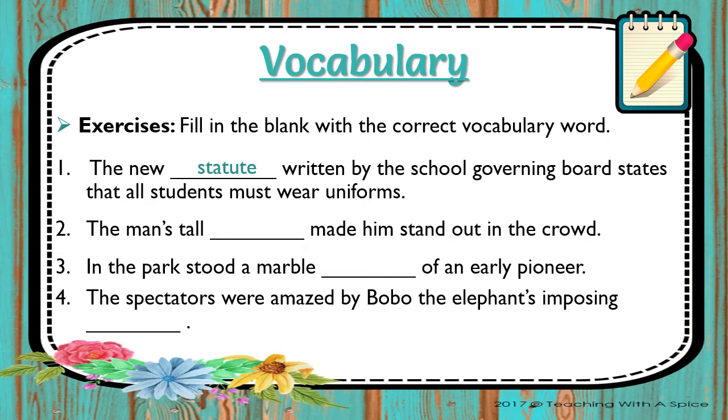Number 1, the new statute, not statue, not stature, statute, written by the school governing board states that all students must wear uniforms. Number 2, the man's tall stature made him stand out in the crowd, his natural height. Number 3, in the park stood a marble statue of an early pioneer. And number 4, the spectators were amazed by Bobo the elephant's imposing stature. Did you get them all right? Hope so. Okay, moving on.